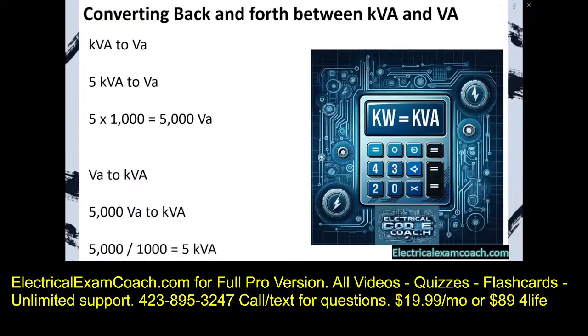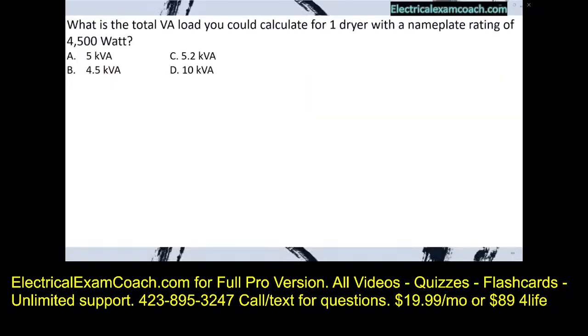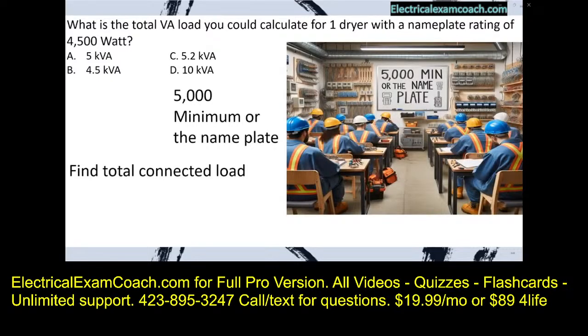You'll get very familiar with this and won't have to do any multiplying or dividing, but if you ever forget, that's all that you have to do. What is the total VA load you would calculate for one dryer with a nameplate rating of 4,500 watts? First, we find the total connected load. For this, we know that we have to do a 5,000 minimum or the nameplate, whichever is greater. So the 4,500 is gone and the 5,000 remains.